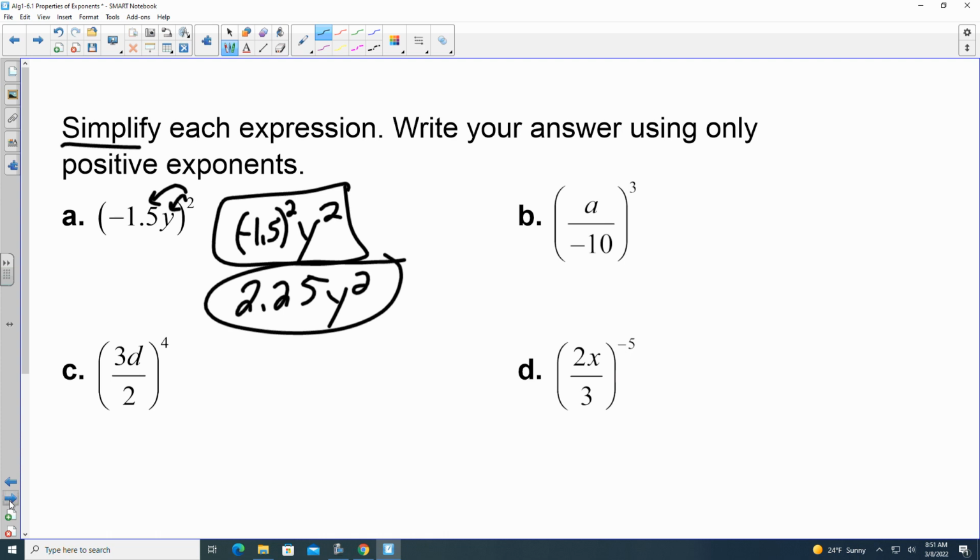Here, the third power is going to be raised to both, so I get a to the third, and then this is going to be negative 10 to the third power as well. So this will stay as a to the third, and if I evaluate, this will be negative 1,000.